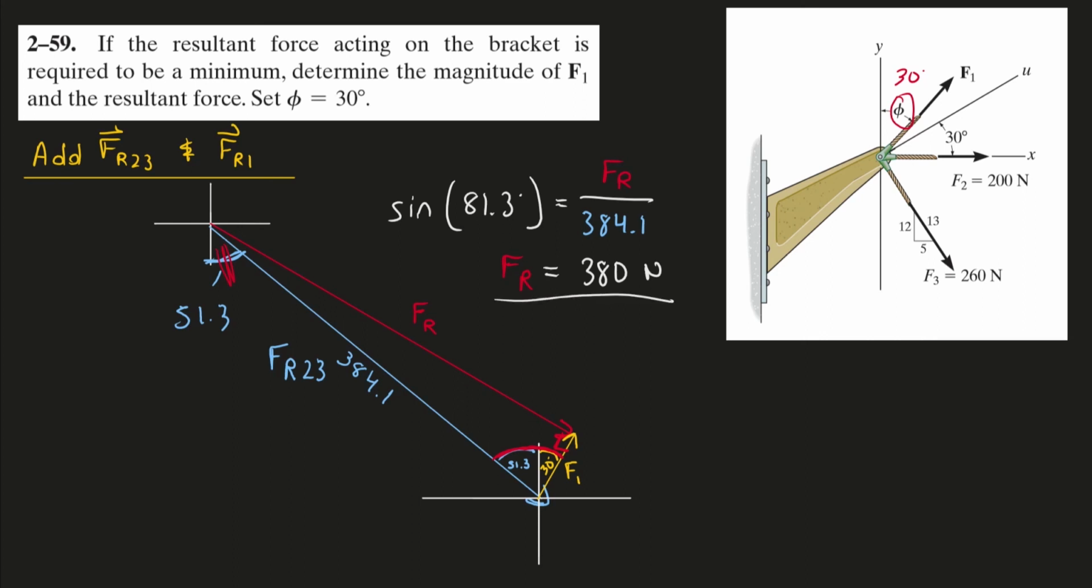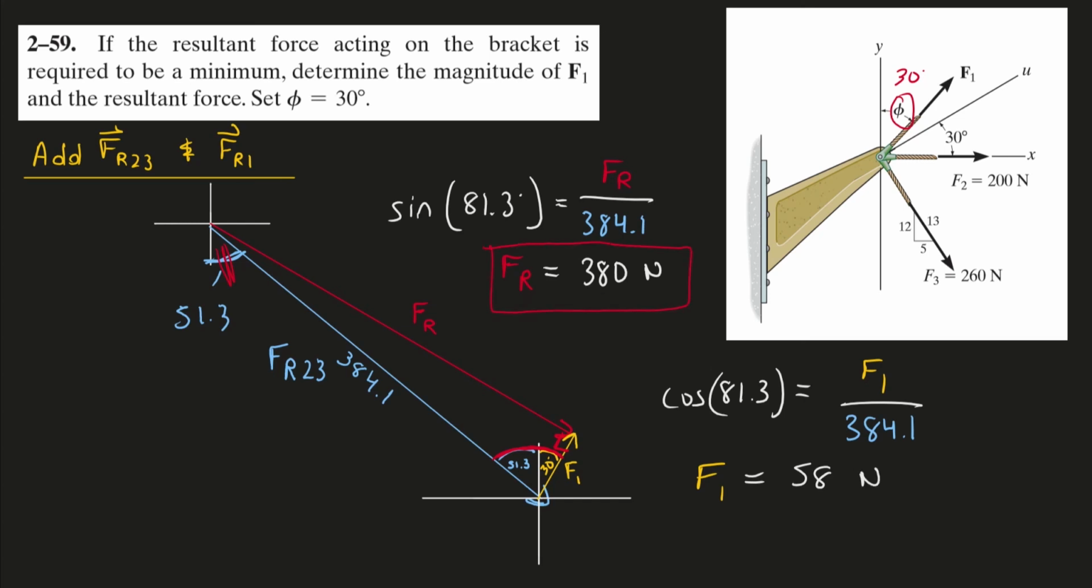In the same way, I can figure out what my force 1 magnitude is by just treating that as the adjacent of this 81.3 angle. So I can write a cosine statement for that. So there's that cosine statement. And I get that force 1, the length of it, the magnitude of it, will equal about 58 newtons. And there we go. These two are the answers. This is the magnitude of the resultant force, and this is the magnitude of F1.